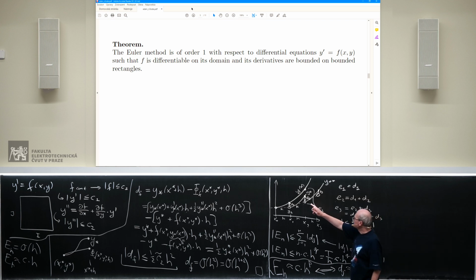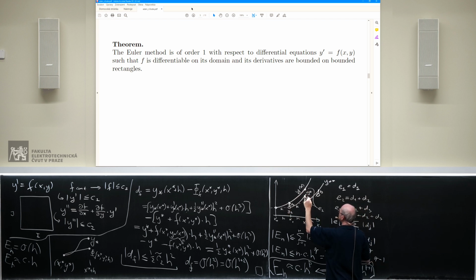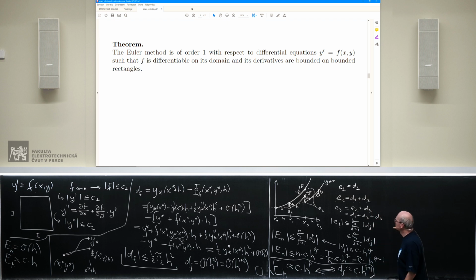Let's have a look at this picture again. How did I derive the formula that E2, the distance between the second approximation and the second point on the solution, is D1 plus D2? I took this distance, which is E1 or D1, and I moved it here. However, let's have a look at the picture again. We start here, we have our solution, and we move somewhere here. And what we do here is to make an error which is local, but also global. It's the actual error between the approximation and the solution.